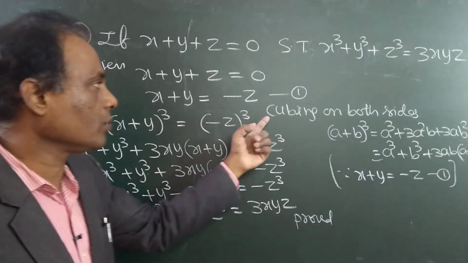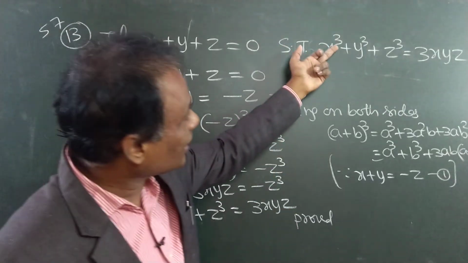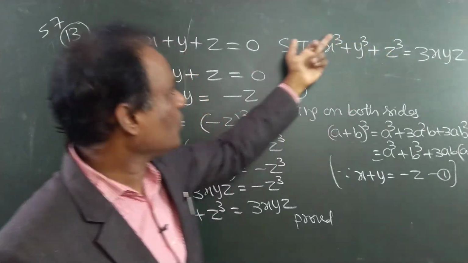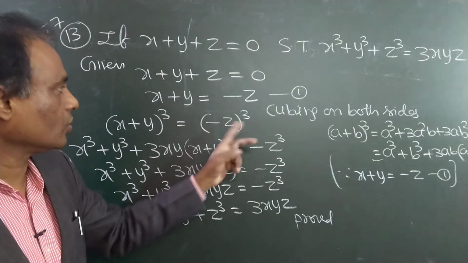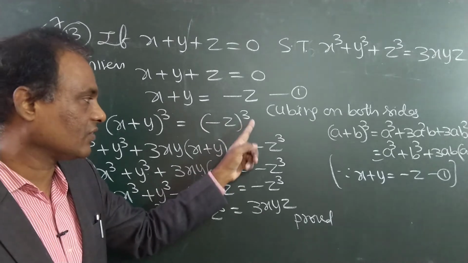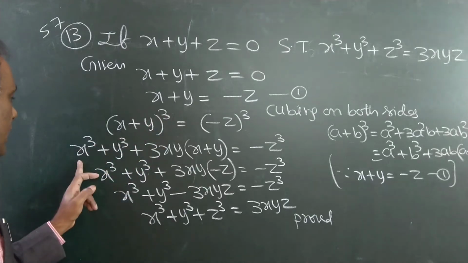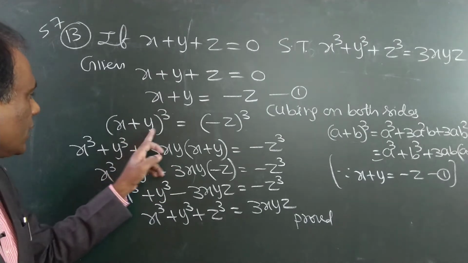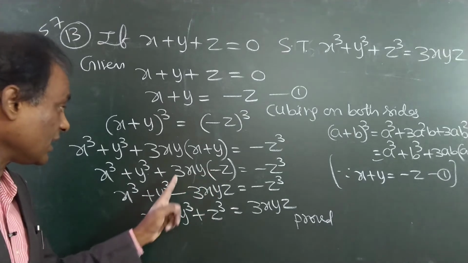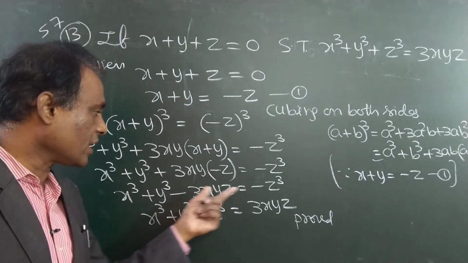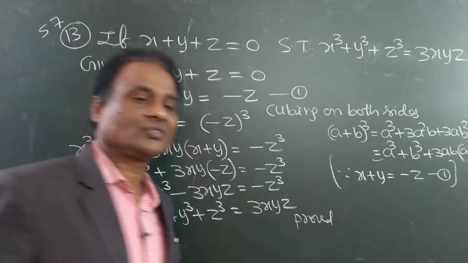The next step you have to remember is cubing on both sides. How do we get the idea of cubing? Because if you see the problem, there are cubes. So cube means we have to cube. So x plus y whole cube is minus z whole cube. Minus z whole cube is minus into minus into minus, so minus z cube only. a plus b whole cube is a cube plus b cube plus 3ab into a plus b. X plus y is equal to minus z, plus into minus gives minus 3xyz. Taken to the right side, plus, and minus z cube to this side becomes plus z cube. Exactly true.